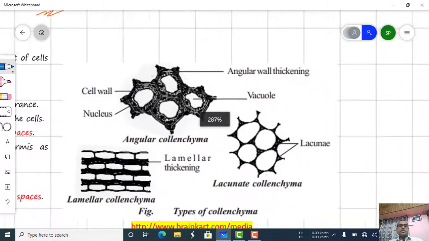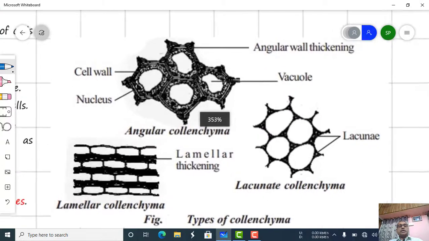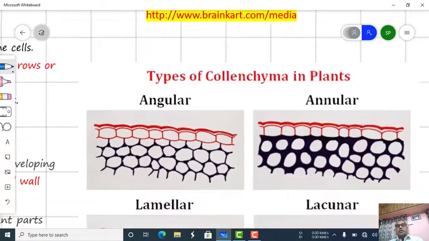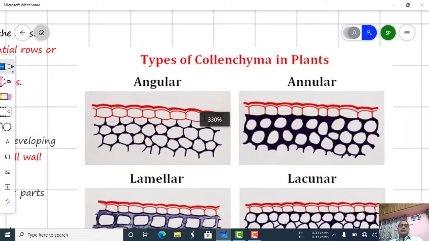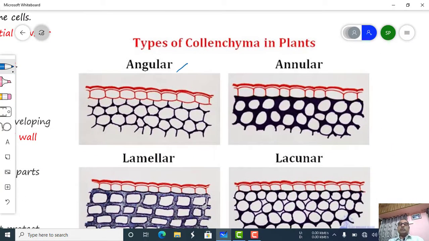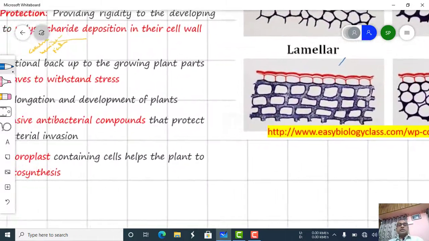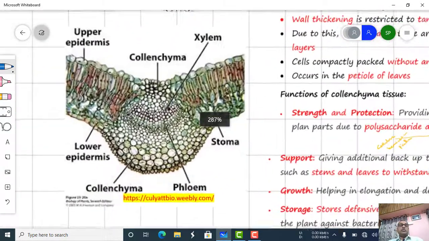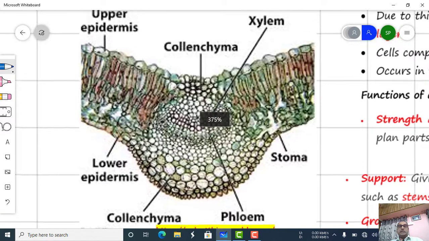Again some figures. In collenchyma, there are three kinds. The first one is angular collenchyma, then lacunar collenchyma, and the third one is lamellar collenchyma. You can also see these figures here. This one is angular collenchyma, this is annular, lamellar, and lacunar.